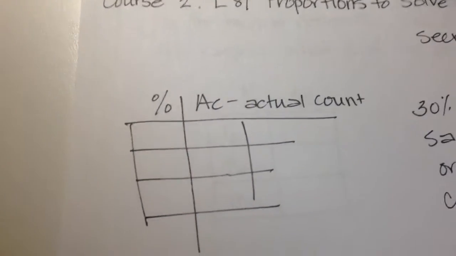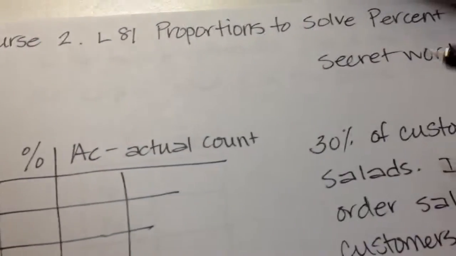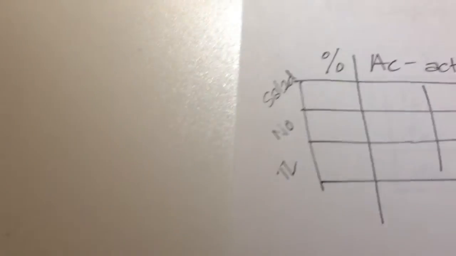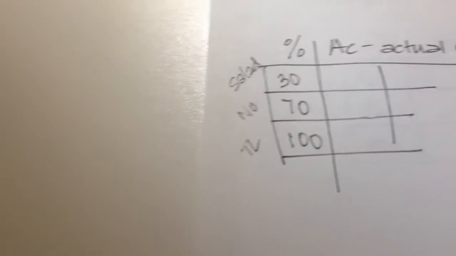All right, so how do we solve this? Well, we were told that 30% of the customers ordered salads. So I'm just going to write salad. And I'm going to write nope. And I'm going to write total. All right, so if 30% ordered salad, the total is always going to be 100%, right? So this must be 70, because 70 plus 30 would be 100.